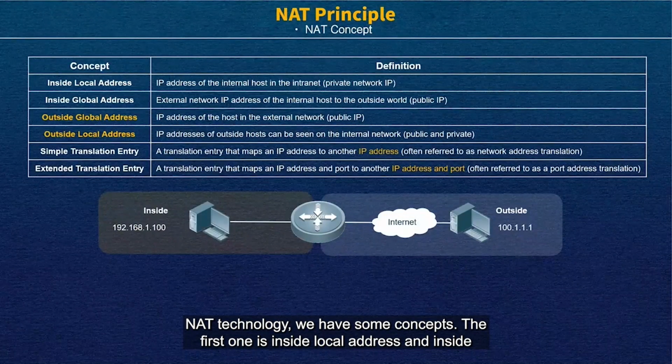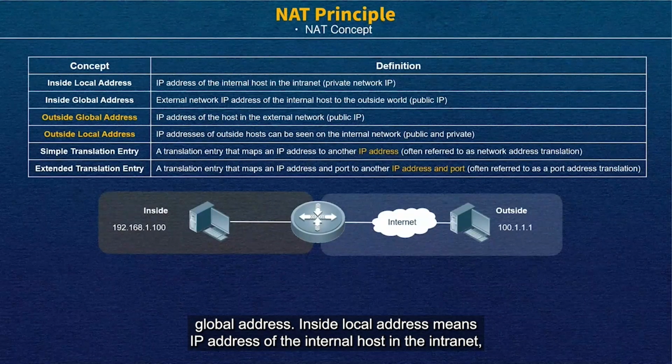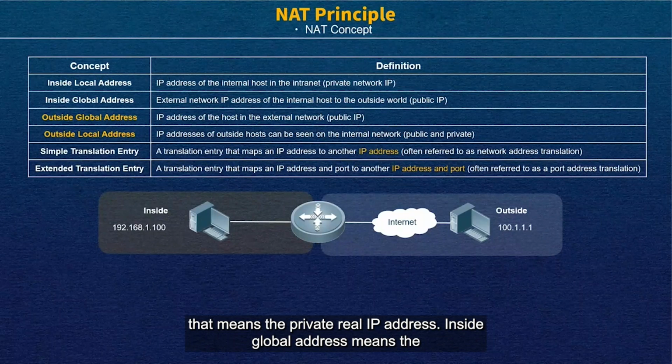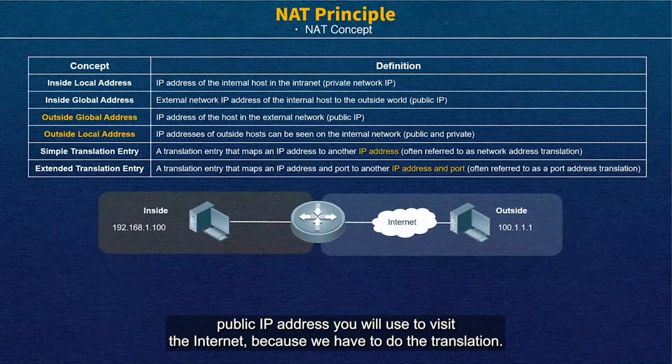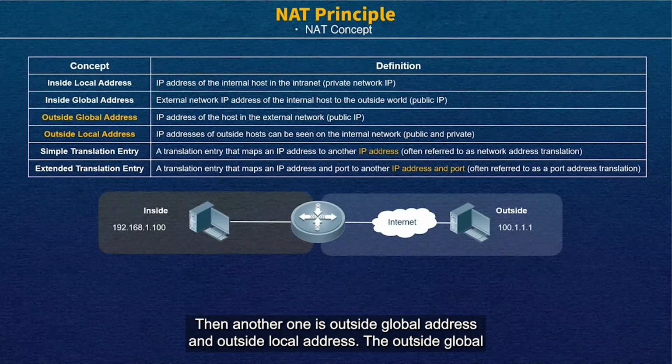In the NAT technology, we have some concepts. The first one is inside local address and inside global address. Inside local address means the IP address of the internal host in the internal network. That means the private real IP address. Inside global address means which public IP address you will use to visit the internet, because we have to do the translation. Then another one is outside global address and outside local address.